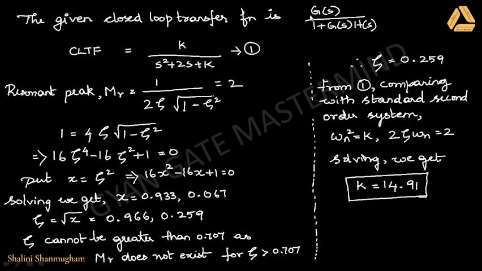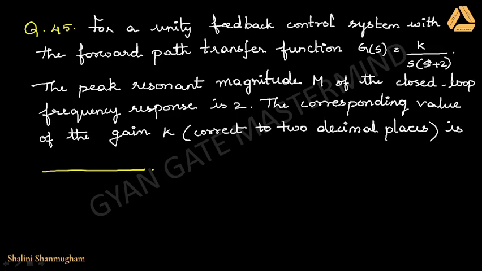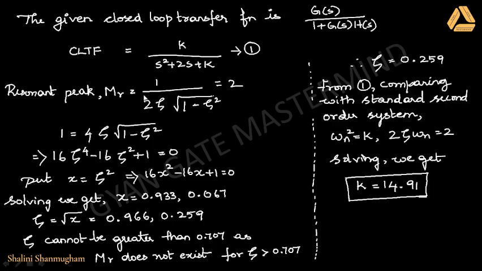And given that G(s) equal to K by s into (s plus 2), from this, just construct the closed loop transfer function, which is K by s square plus 2s plus K. So keep that as the first equation.